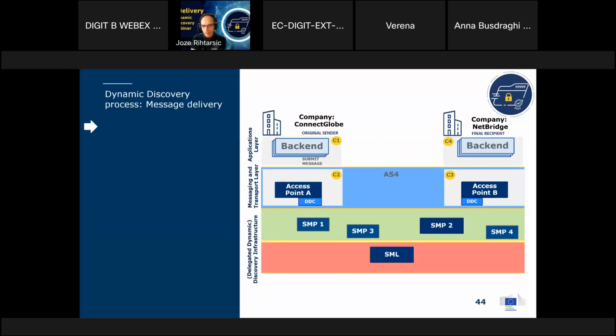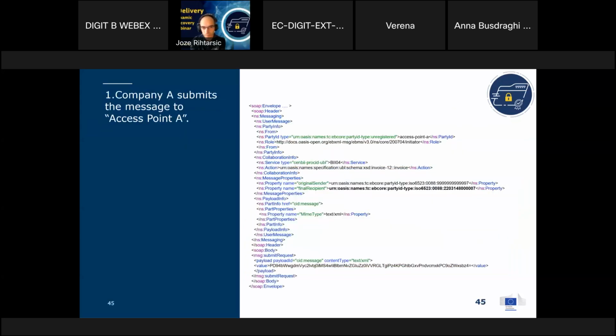And with that, we completed the setup for the dynamic discovery. And now we will go through the steps which are executed when we submit the message. So first, the original sender creates a message, and it puts the NetBridge identifier, in our case, as a receiver, and it submits the message to the access point. And this is an example of the message.